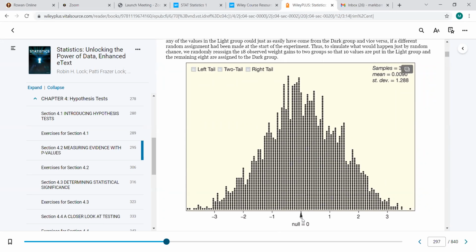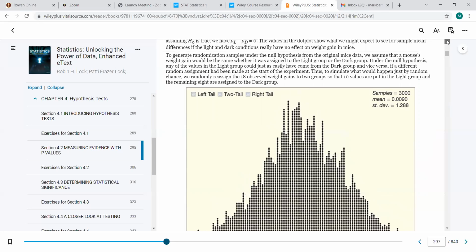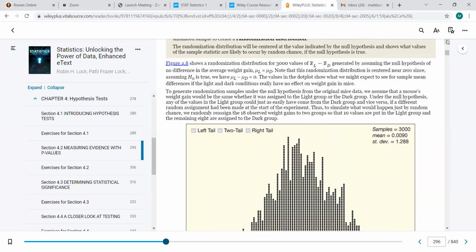Notice that when we create these 3,000 samples of size 18, there are 3,000 dots here. Notice that the average in the middle is 0. Right. So the way that these samples are created, the overall average is close to 0. And notice it's 0.009 when they take the average of these 3,000 samples, that's close to 0. And then they come up with a standard error here, 1.288. All right, anyway, this is what's called a randomization sampling distribution. Okay, 3,000 samples in this case.